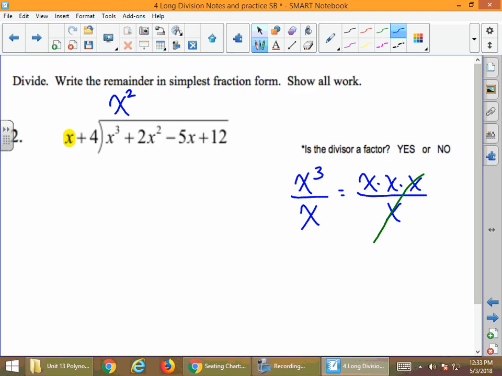And once we determine what goes up top, we're going to take x squared times x, and we get x cubed. X squared times 4 is 4x squared. They were both positive: positive x squared times positive 4. And then we're going to change both signs. Change here, change here. And when we change, x cubed minus x cubed cancels out. 2x squared plus -4x squared is -2x squared. 2 minus 4, if you have to type that in your calculator. Then bring down the next term. In this case, it's going to be minus 5x.